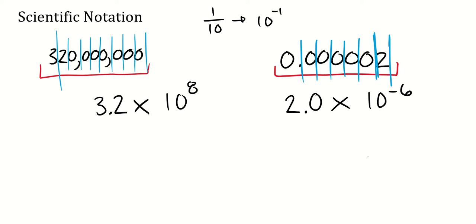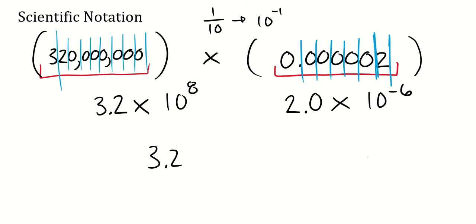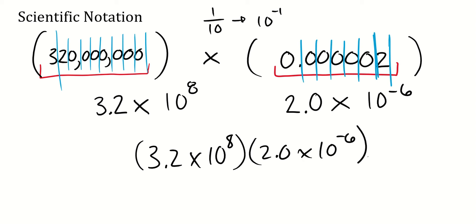negative numbers. Now, dealing with multiplication problems with scientific notation really simplifies the work. So for example, if I wanted to multiply these two numbers, that would be a lot of entry on a calculator, but I can do this multiplication using scientific notation. So I've got 3.2 times 10 to the 8th power, and I want to multiply that by 2.0 times 10 to the negative 6th power.